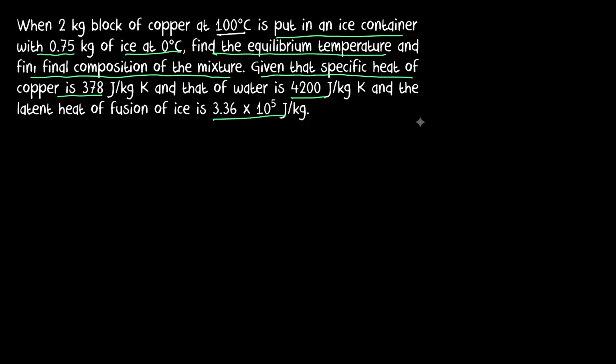Now when we mix copper to ice, copper will give energy, meaning heat is given by the copper. That heat given by copper is equal to mass of copper times specific heat of copper times delta T, and copper is going from 100 to 0 degrees for equilibrium. So what is the mass of copper? Mass of copper is given as 2 kg.